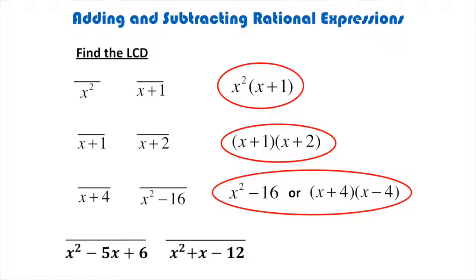All right, now this one is a nice challenge for you. I'll give you a hint. You need to factor both of these. Then find out what your lowest common denominator is. Go ahead and push pause now. When you're ready, come on back and push play.